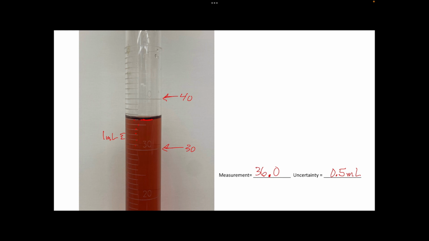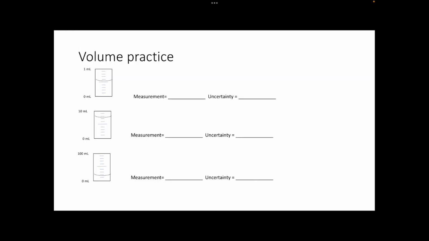All right, let's go ahead and do a couple more examples. So let's look at this one on the left. Now we have different scales. This is a smaller graduated cylinder. It just goes from 0 to 1 milliliter. So that means that there are 10 marks, which is 1 milliliter, so our smallest division is going to be 0.1 milliliter. That means our uncertainty is going to be half of that.